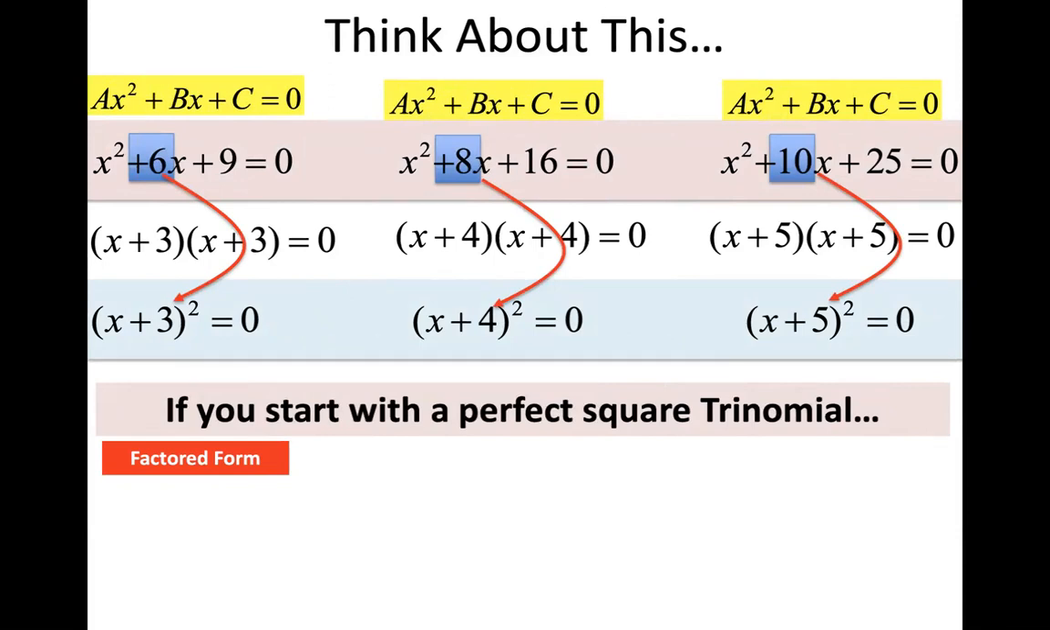So in other words, if it's a perfect square trinomial, then the factored form will just be taking b and dividing by 2. Look at what's highlighted and look at the arrows. Each time we're simply dividing by 2. Well, that's great as long as it's a perfect square trinomial.